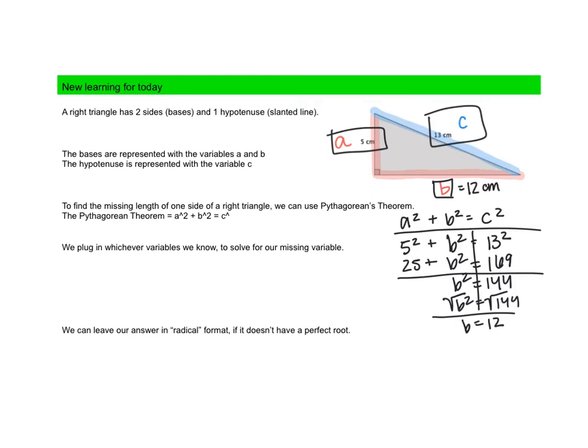Okay? If we do not get a perfect root, so this one was 144, so that's a perfect square root. If we got something like 150, no whole number is going to equal 150. So we would just leave our answer in this radical format. Just say, okay, well, our answer is the square root of 150. Okay? All right, that's our new learning for today. We're going to move on and do some practice.